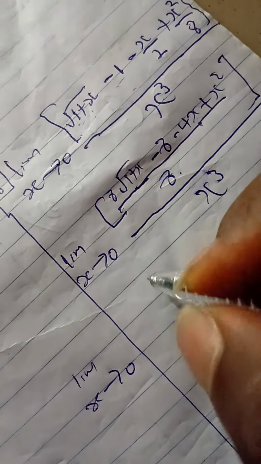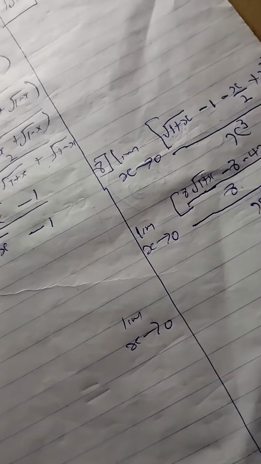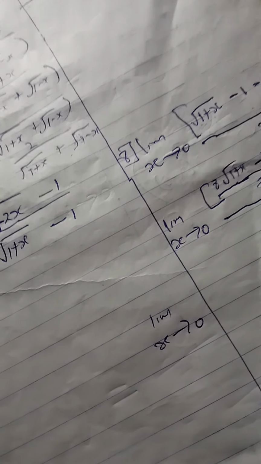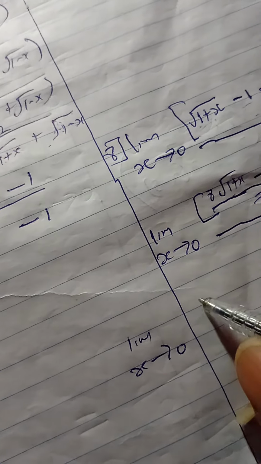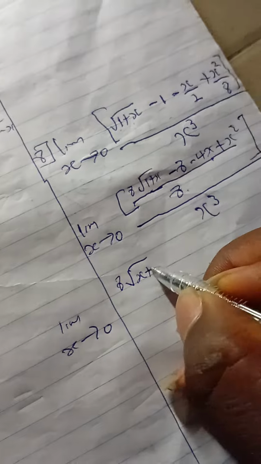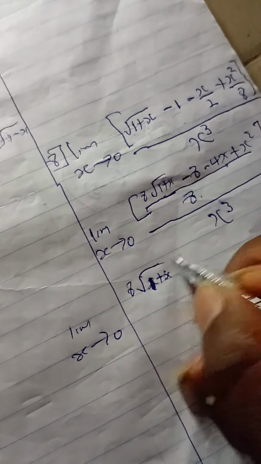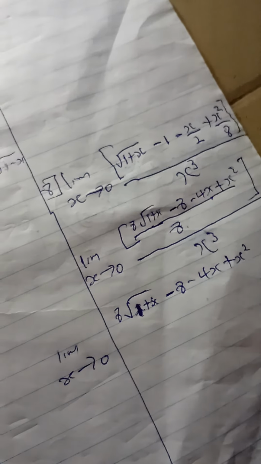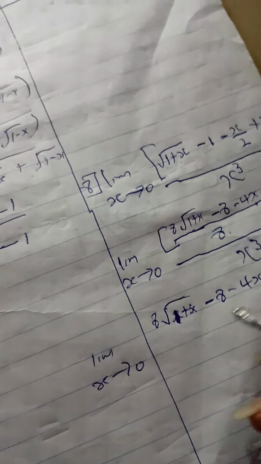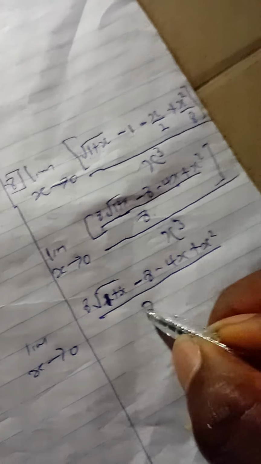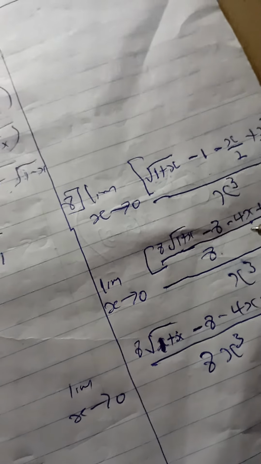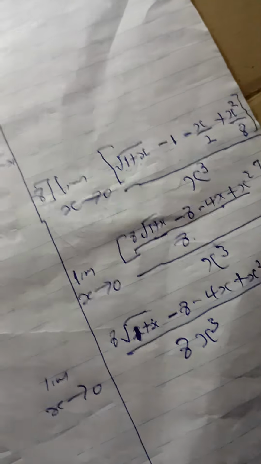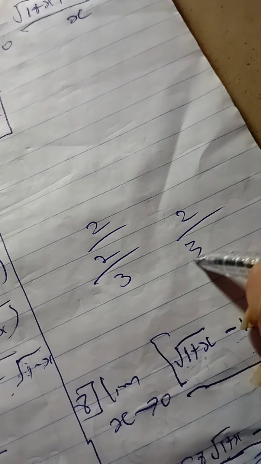The limit as x tends to 0 of 8 root x plus root 1 plus x, minus 8, minus 4x, plus x squared, divided by 8x cubed. I hope you agree. Because if I say divided by 8, then divided by x cubed over 1, that will be multiplied by 1 over x cubed. So I will still have, like 2 over 2 over 3, the same thing as 2 over 2 times 3.